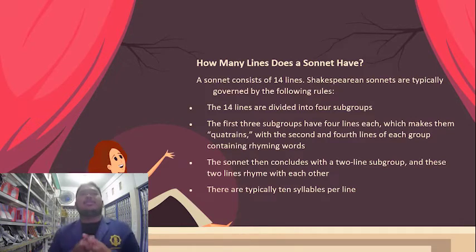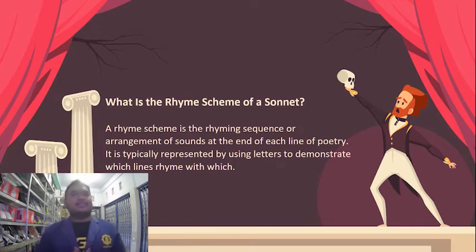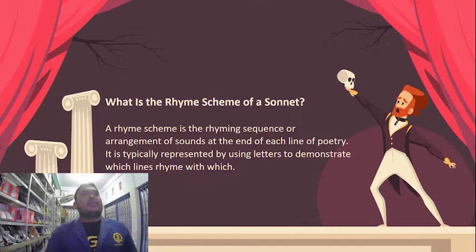Rhyme scheme of a sonnet. Rhyme scheme is the rhyming sequence or arrangement of sound at the end of each line of poetry. It is typically represented by using letters to demonstrate which lines rhyme with which. For example, roses are red, violets are blue, sugar is sweet, and so are you. So for the first sentence, roses are red is A, violets are blue is B, sugar is sweet is C, and so are you is B.